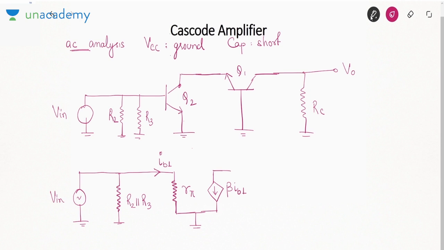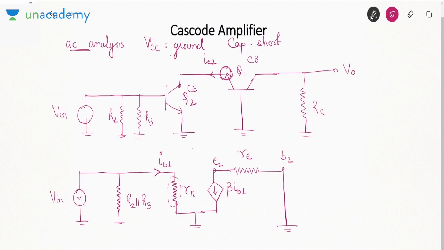Now I have to draw the model of this common base amplifier. This is common base, this is common emitter. If you show resistance in the emitter circuit, the resistance must always be RE. If we show the resistance in the base circuit, it is 1 plus beta RE, or you can say R pi. So this is the emitter terminal of the second one, and this will be the base terminal of the second. Now the base terminal is grounded.